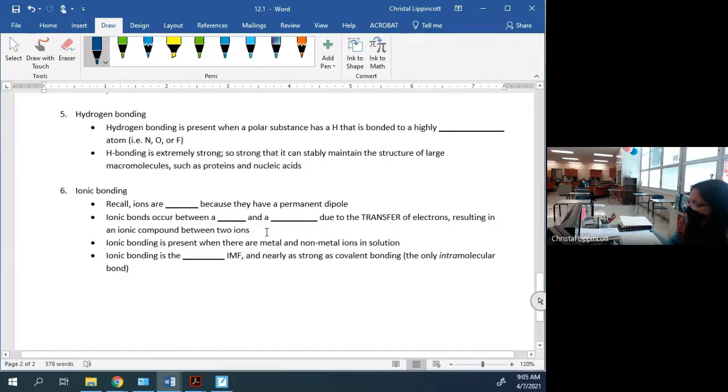When we're dealing with hydrogen bonding, the polar substance has a hydrogen that is bonded to a highly electronegative atom. The hydrogen bonding is extremely strong, so strong that it can stably maintain a structure of large macromolecules such as proteins or nucleic acids.